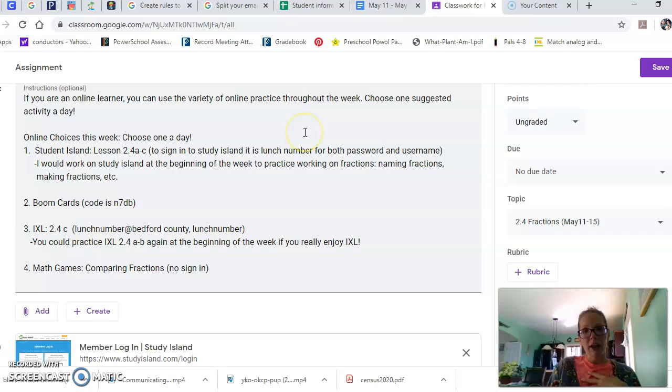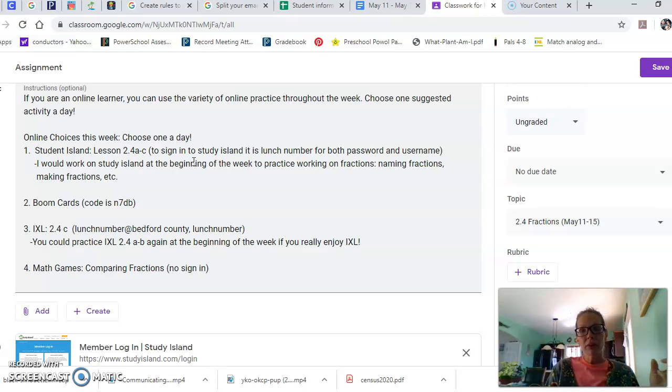This is for if you're an online learner. If you know you're someone who does better with online games, then please choose this. If you're someone who does a mixture, maybe you choose something underneath the online one day, and then you go underneath worksheets for the next day. Whatever helps you as a learner. So you still are only going to choose one suggested activity a day. I've just given you all of the online activities that I was going to use all week long.